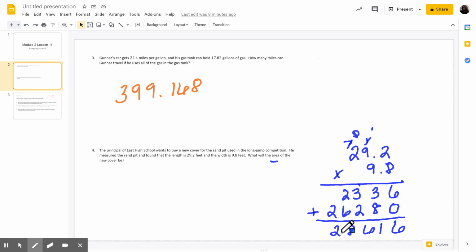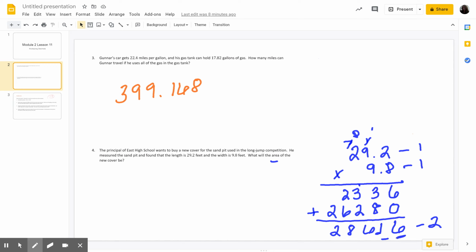Now remember, I said our estimate was at 300, so I'd put my decimal here. It's 286. Now, if I wasn't using my estimate, I would say there's 1 decimal place value in my first factor. There's 1 decimal place value in my second factor. So in my product, there needs to be 2. And here we go, 1, 2.